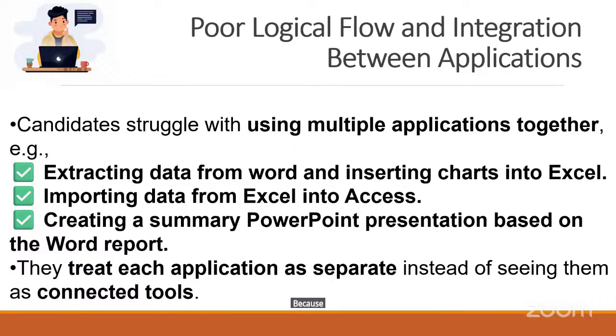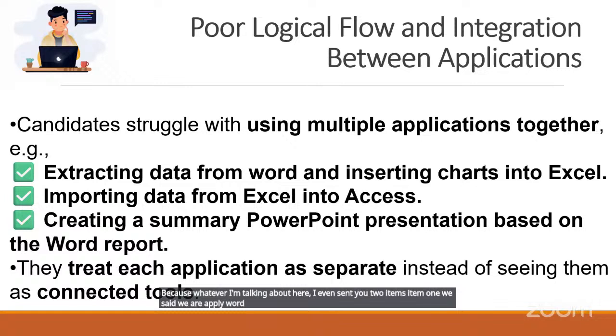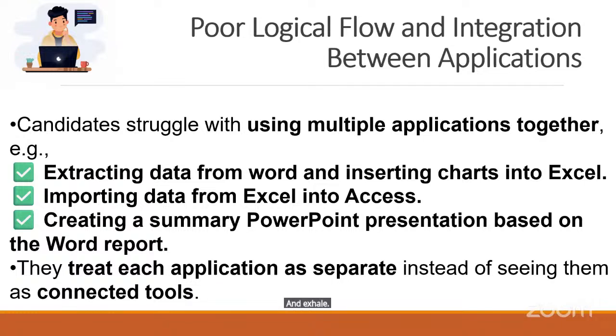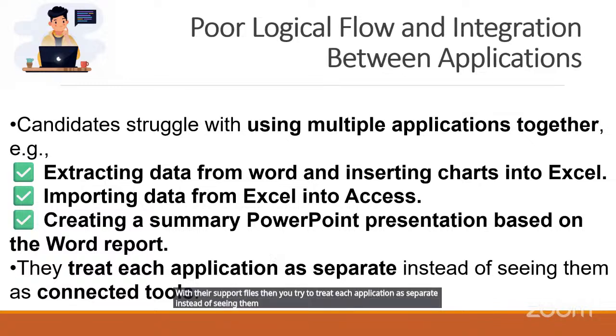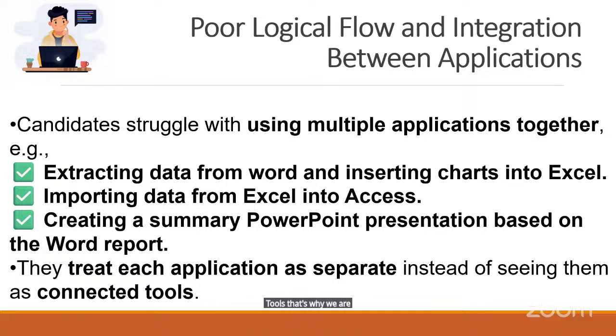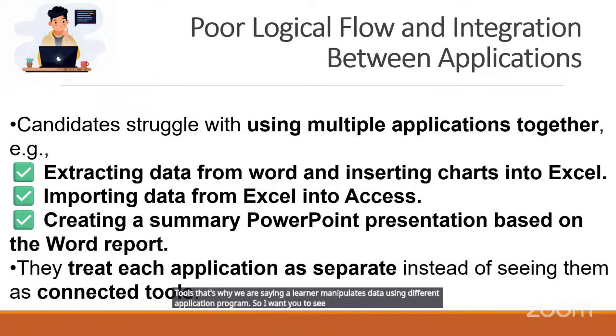Because whatever I'm talking about here, I even sent you 2 items. Item 1, we said we are applying Word, Excel, and database. Then where I said item 1 alternative, that item 1 alternative requires Word, PowerPoint, and Excel. That was the instance of sending you 2 items, item 1 and item 1 alternative with their support files. Then you try to treat each application as separate instead of seeing them as connected tools. That's why we are saying a learner manipulates data using different application programs. So I want you to see them as connected tools.